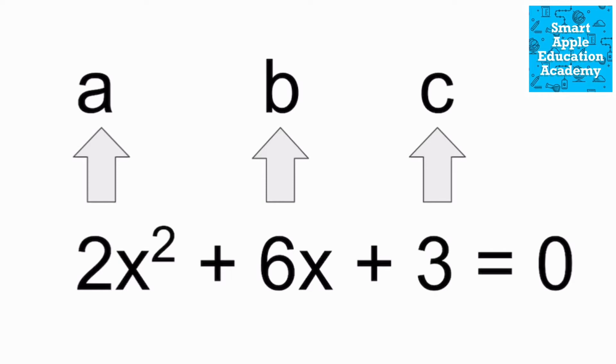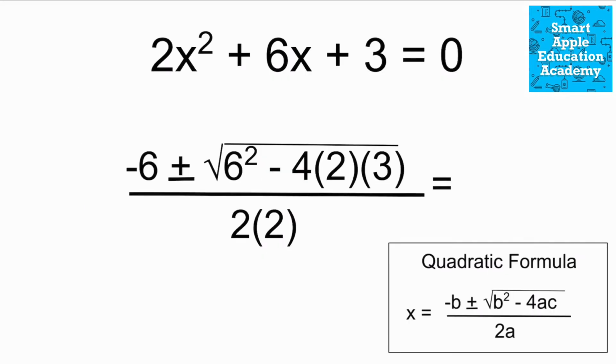Now that we know what a is and b is and c is, we can use those values for the variables and put them into the quadratic formula. So we're just basically filling in those numbers. If you look on the bottom right-hand corner of the screen, you'll see the quadratic formula, so that can help you fill in those numbers.